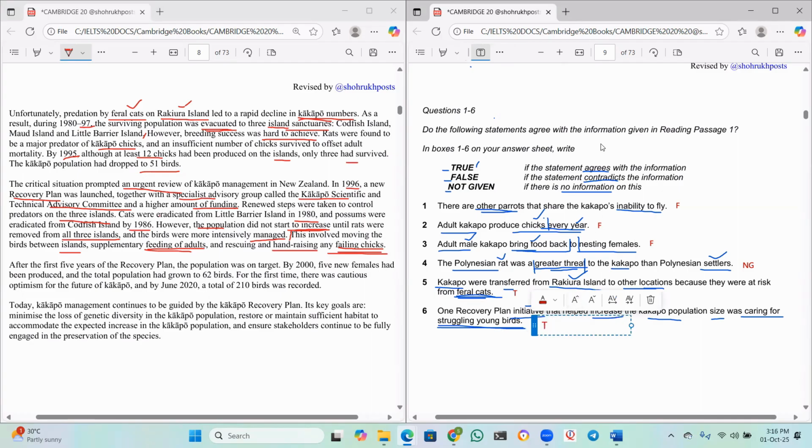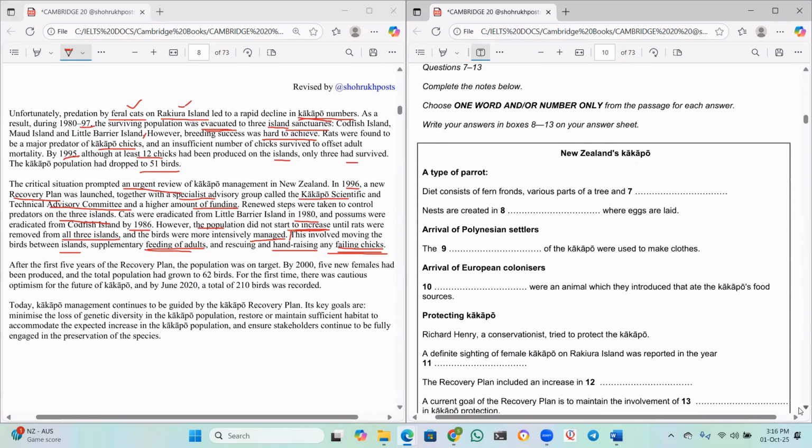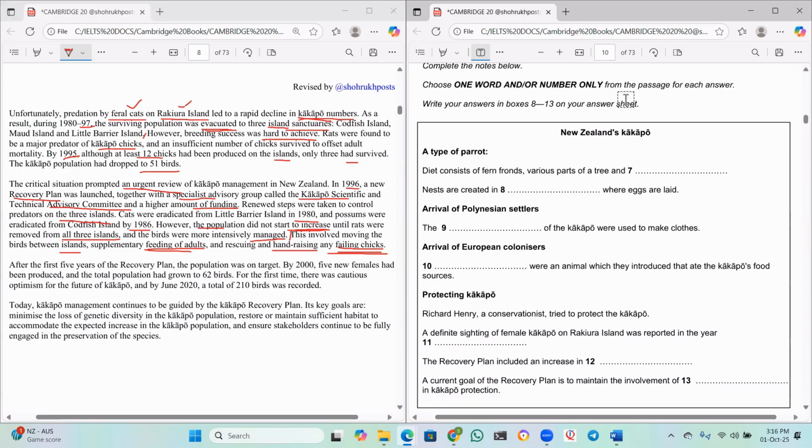Okay, so that is the answer, guys. Let us move to the next set of questions, that is fill in the blanks. Here we have a note: we can write one word and/or a number. It means we can write one word, or one number, or one word and a number. So there are three possibilities here.